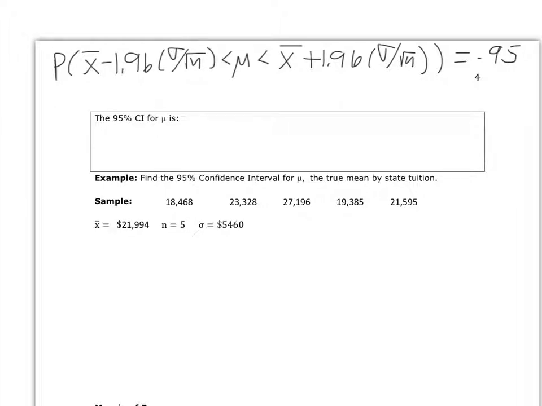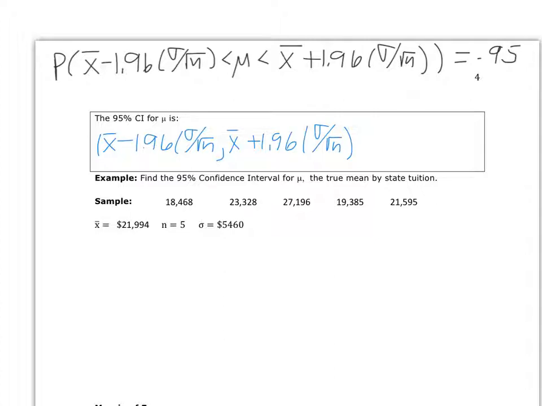So here's where we ended up. We have this probability statement. The confidence interval, though, is the lower bound to the upper bound. So when we're actually wanting to write down the confidence interval, we don't have to write down that probability statement. We just write down the lower bound. We have an open parenthesis, the lower bound, comma, and then the upper bound. So we pick those out of the probability statement.